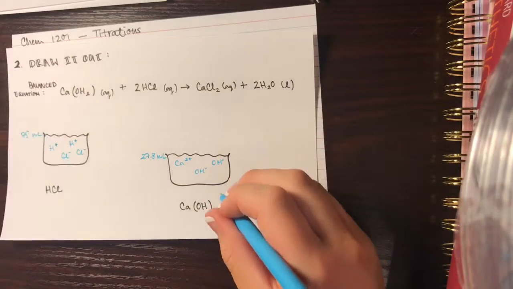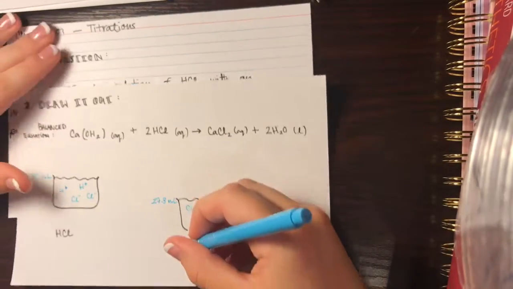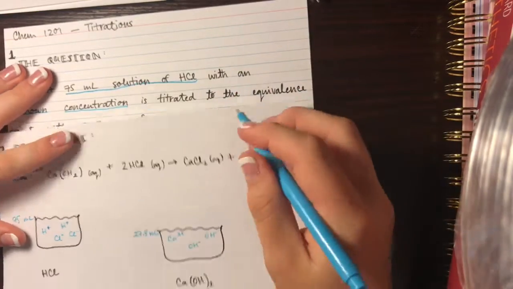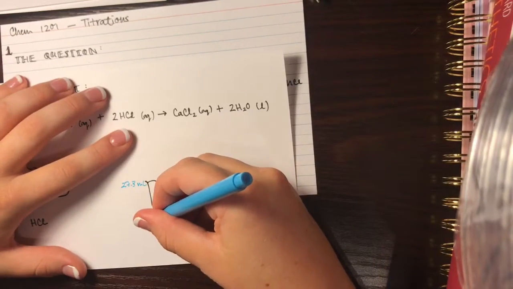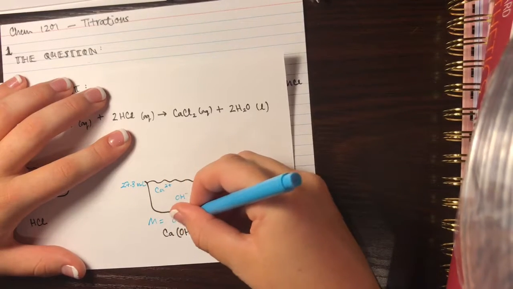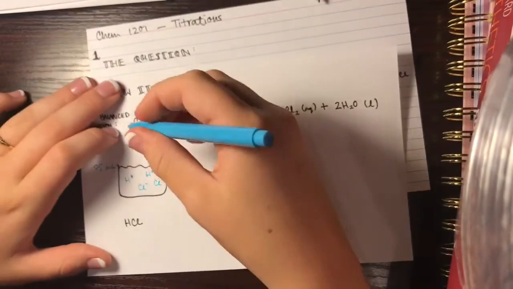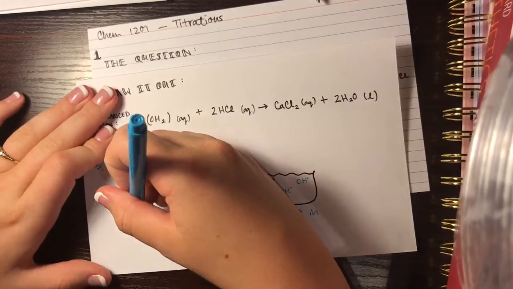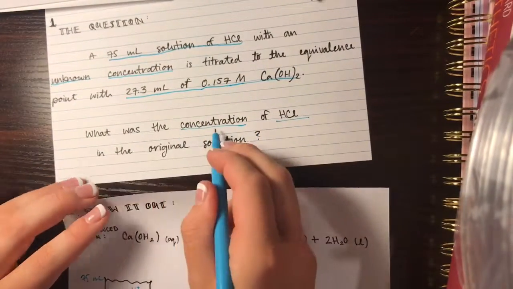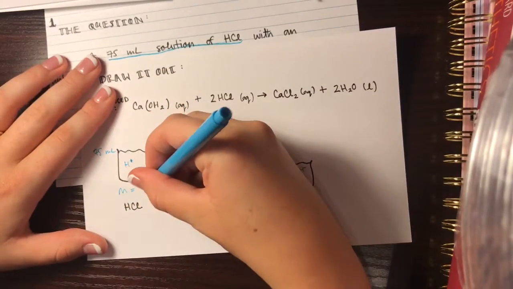Alrighty, and so let's write a little bit more information about what we're looking for. So from the problem, we know that we have 0.157 molar of calcium hydroxide. So we're going to write that right here. So molar equals 0.157. That's our concentration. Whereas hydrogen chloride, that is what the question is asking. We're going to be finding the concentration of hydrogen chloride. So we're just going to write the molar. We don't know it yet.